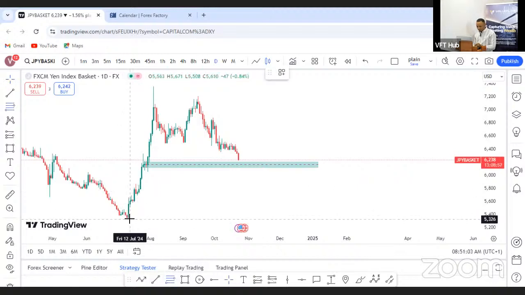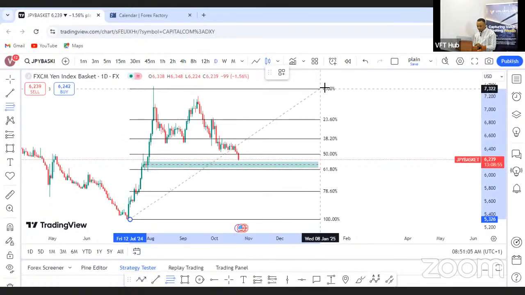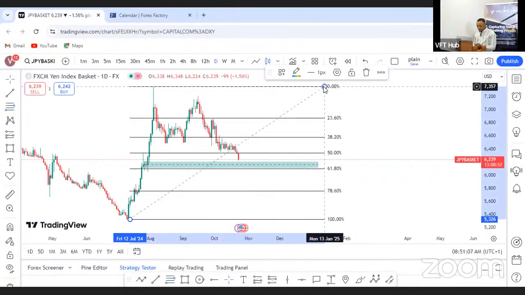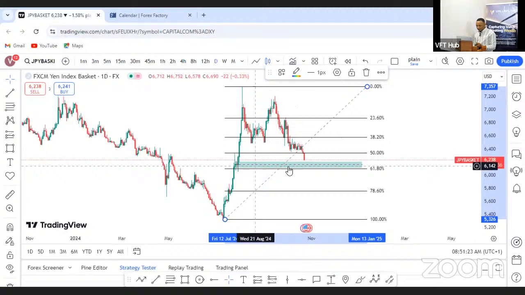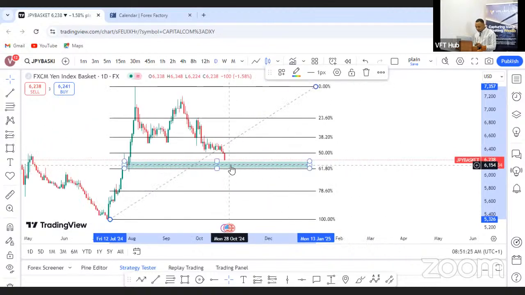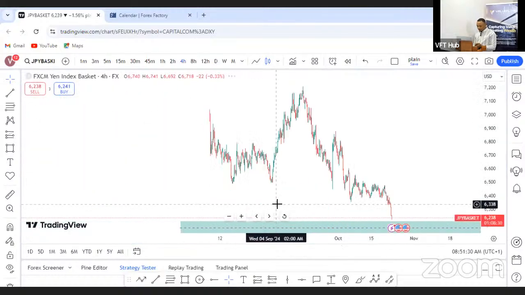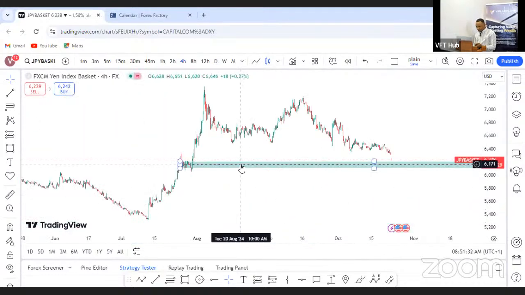Now, if you use your Fibonacci tool to fib this last buy swing, you see that this place also lies on the 61.8 Fibonacci level. So we'll be waiting to see how the yen basket is going to play. But then I'm expecting to see it straight into this level right here. So this is my analysis on the yen basket: a further sell-off into this order block. If you look at it on the 4-hour time frame, it's getting closer and closer to it.